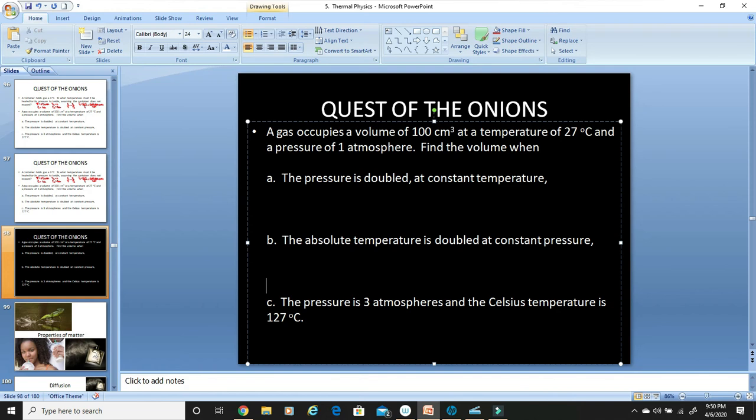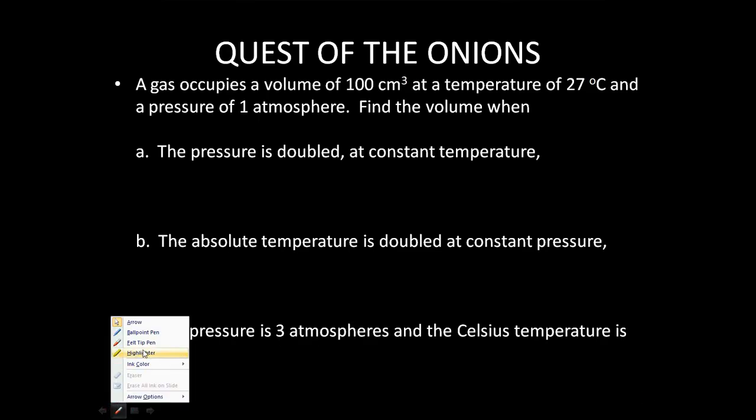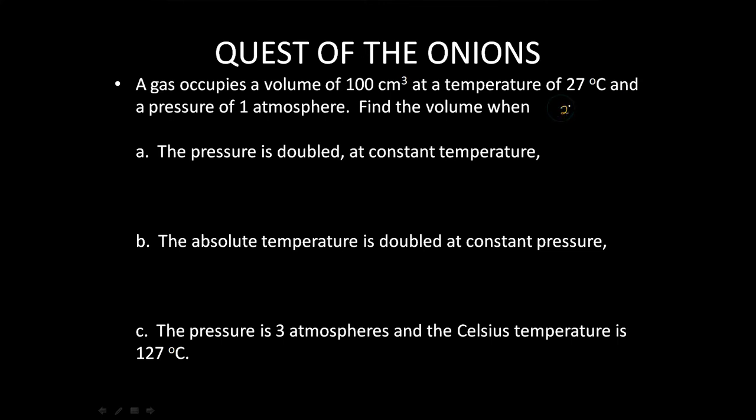Okay, so let's try this. Can I use yellow? So the gas occupies a volume of 100 centimeters cubed at a temperature of 27 degrees Celsius. So from the get-go, let's just change 27 degrees Celsius to Kelvin. And that should give us 300, of course. So we know what this is. And we're going to list this.